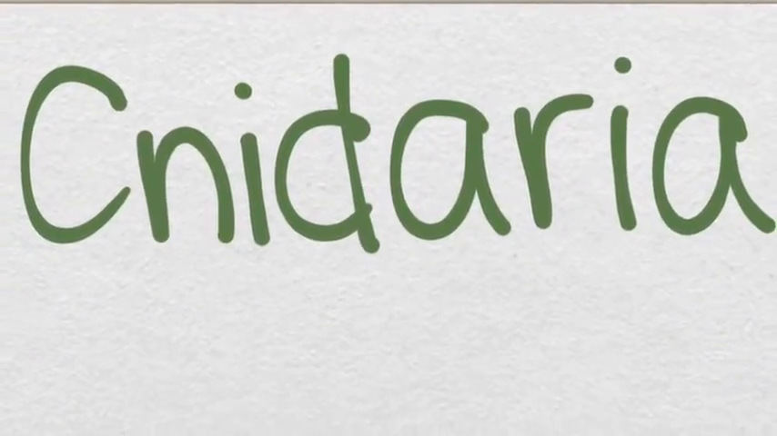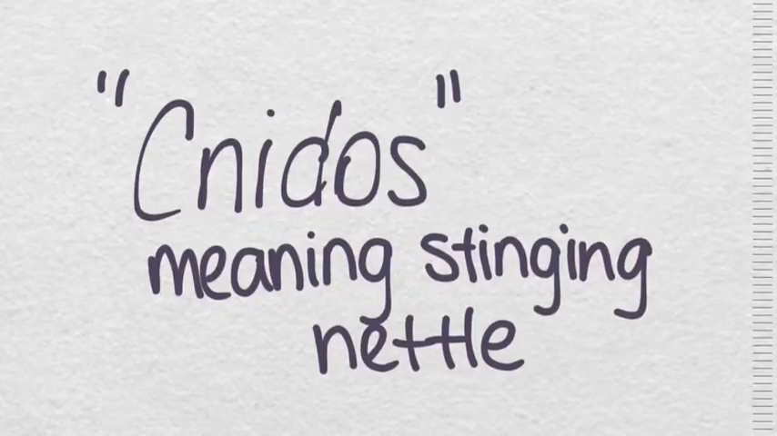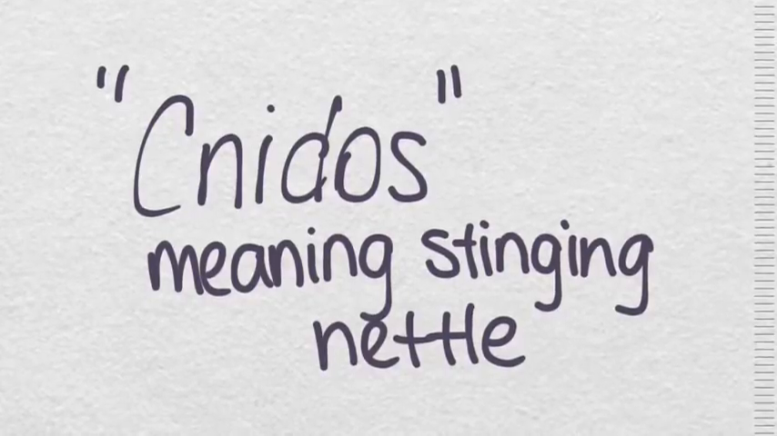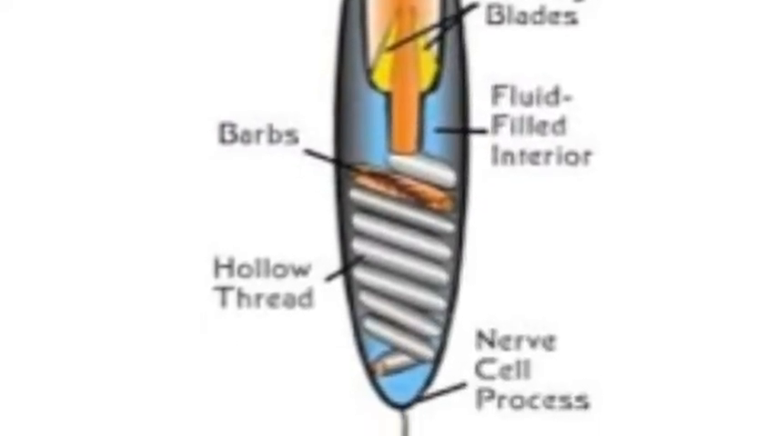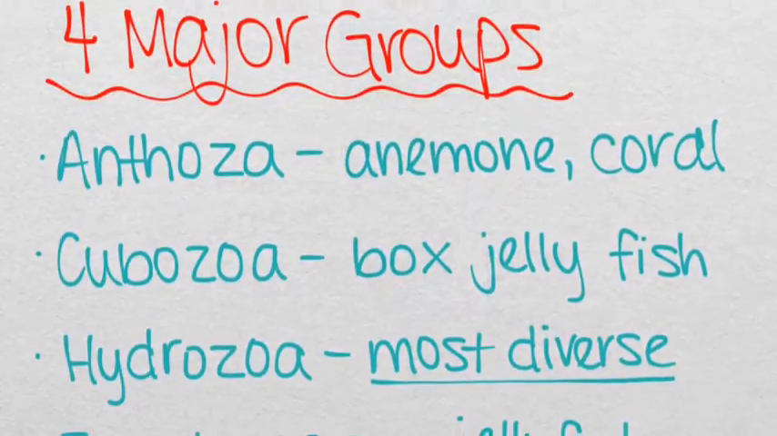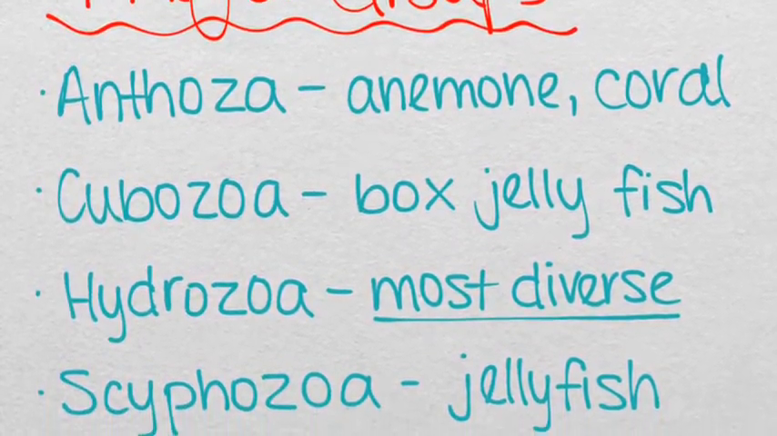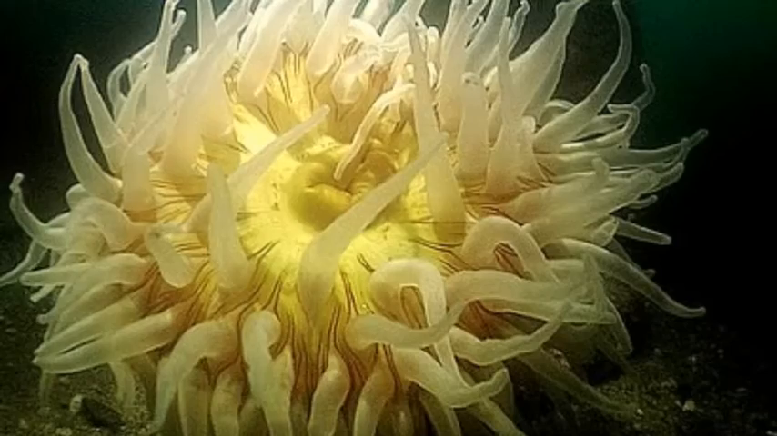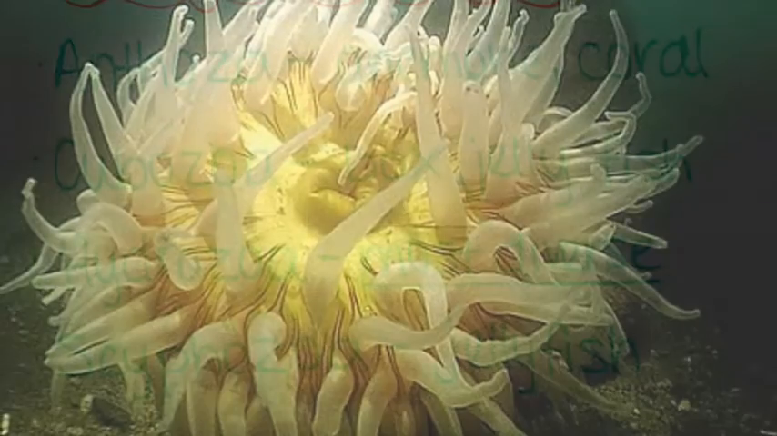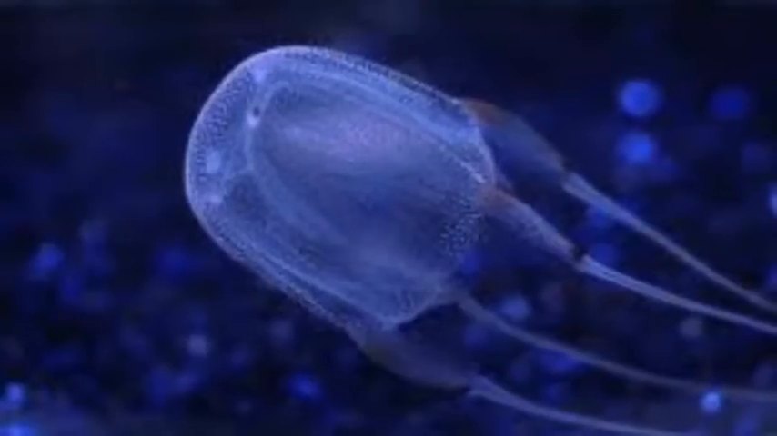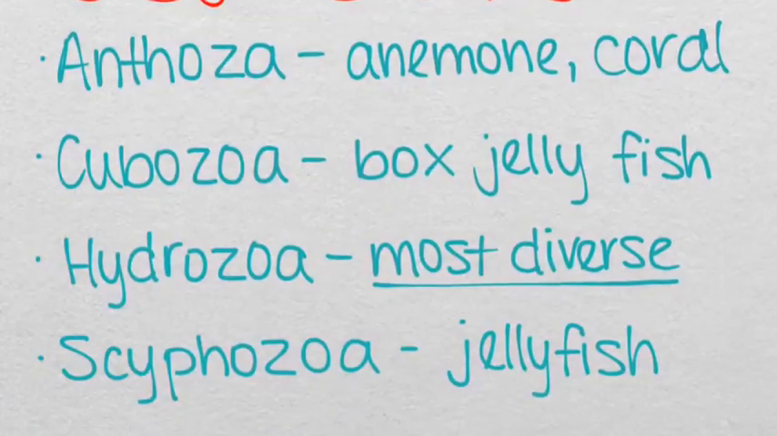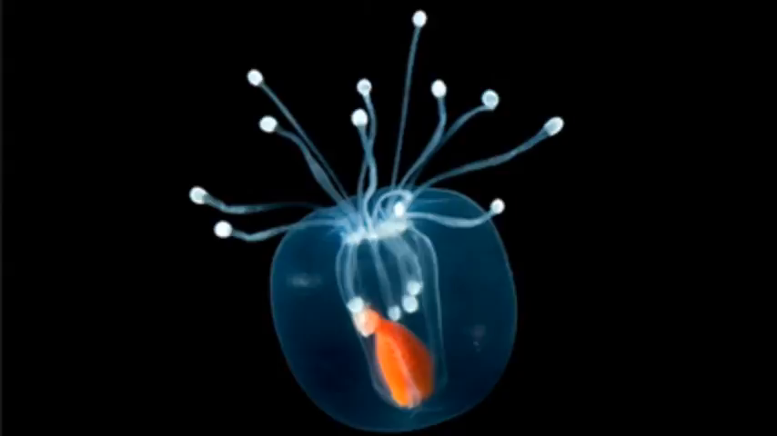The name Cnidaria comes from the Greek word nidos, which means stinging nettle. All these animals are armed with sting cells called nematocysts. There are 4 major groups of cnidarians. Anthozoa includes corals and anemones. Cubozoa include box jellyfish. Hydrozoa include hydra and other small organisms.